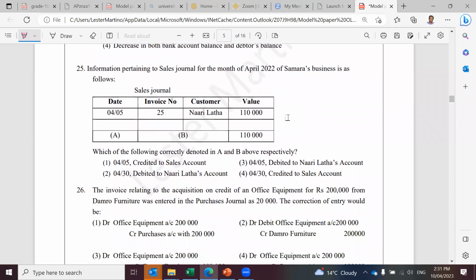Information pertaining to sales journal. What do you mean by sales journal? Journal which records all credit sales. For the month of April 2022 of Samara business as follows. So you have date column, invoice number column, customer column, and the value column. So the A represents the last day of month, that is 30th April, and you should record credited to sales. Answer is fourth option.